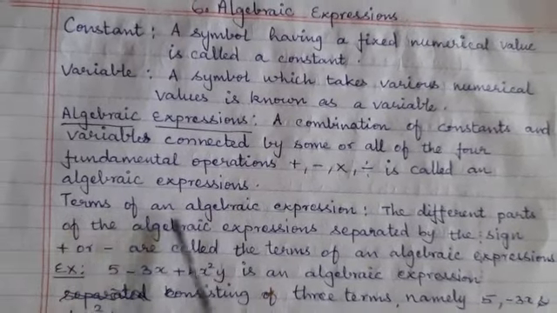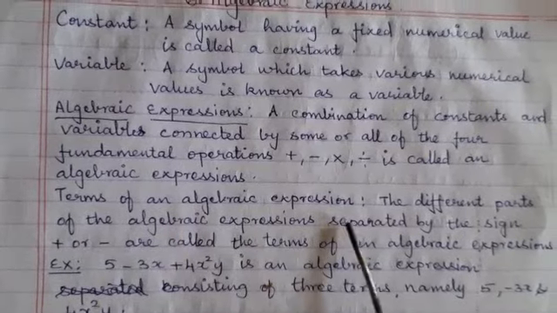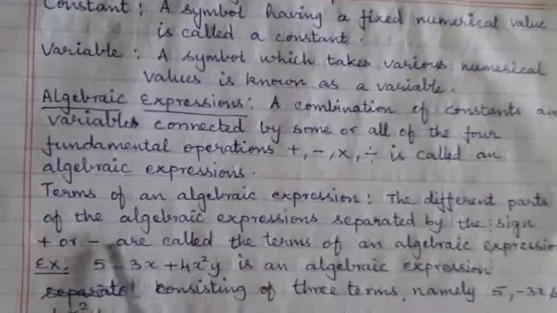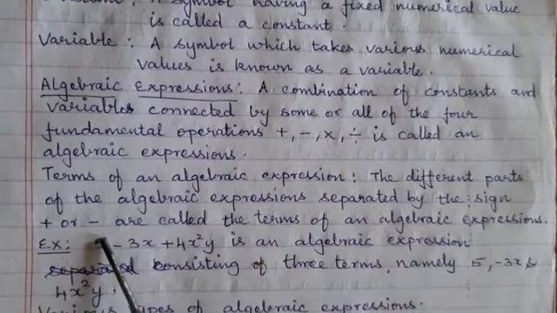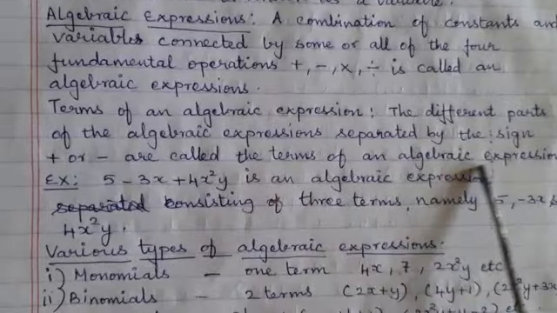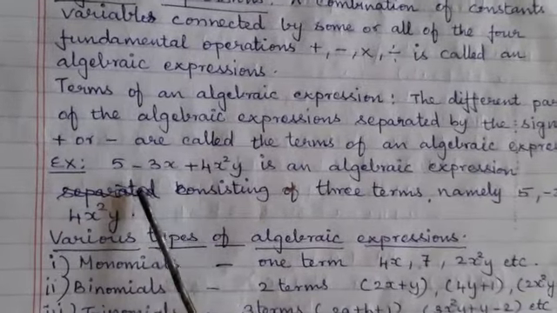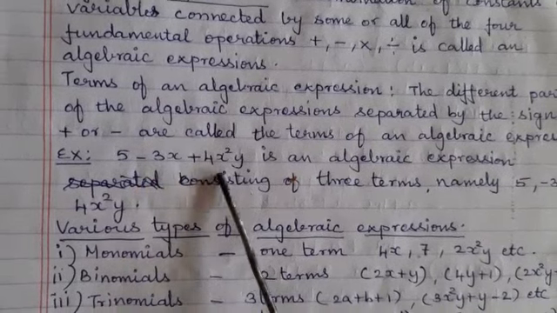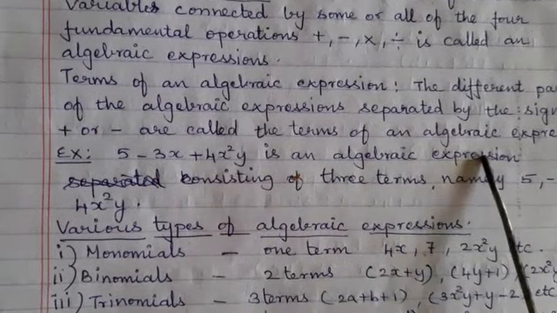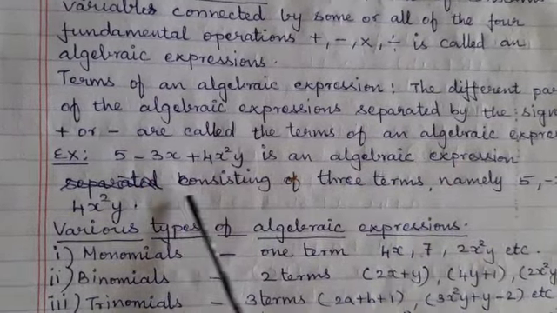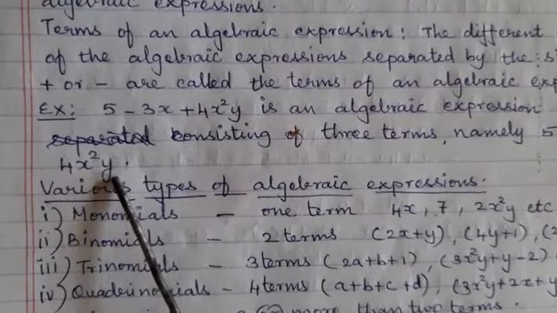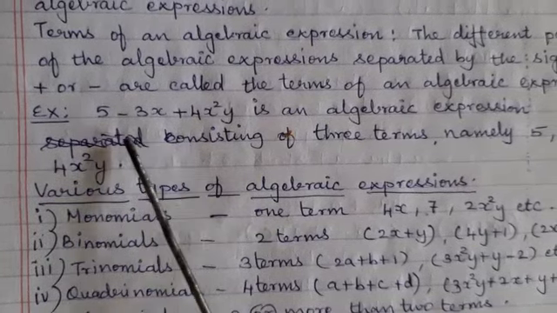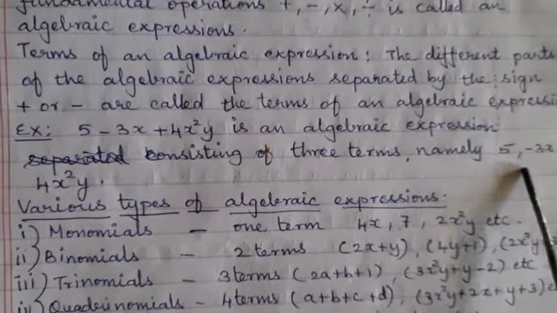Now come to the next definition, terms of an algebraic expression. The different parts of the algebraic expression separated by the sign plus or minus are called the terms of an algebraic expression. One example here: 5 minus 3x plus 4x squared y. This is an algebraic expression consisting of three terms, namely 5 is one term, minus 3x is another term, and plus 4x squared y is another term. So this algebraic expression contains three terms. With the sign you have to say the terms.